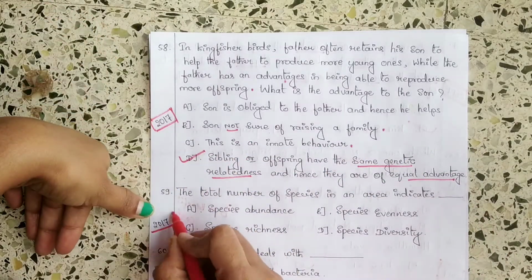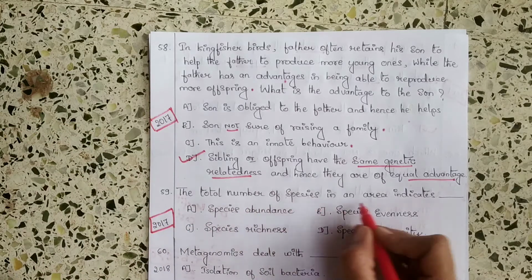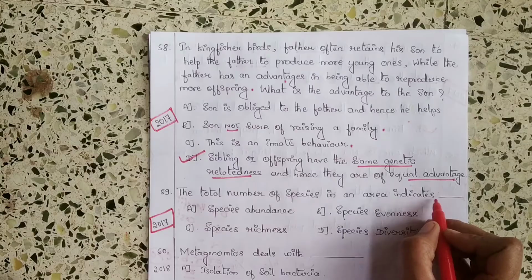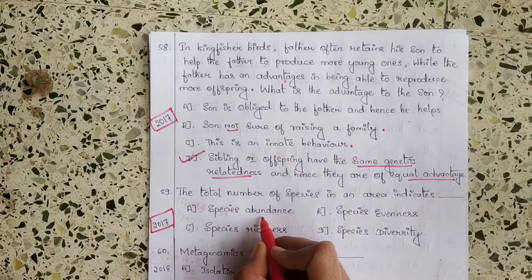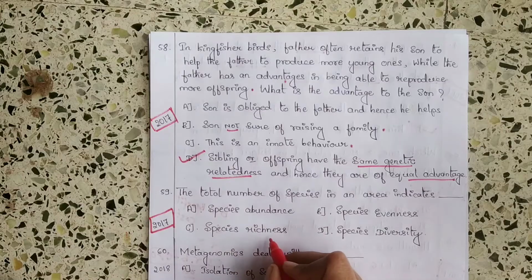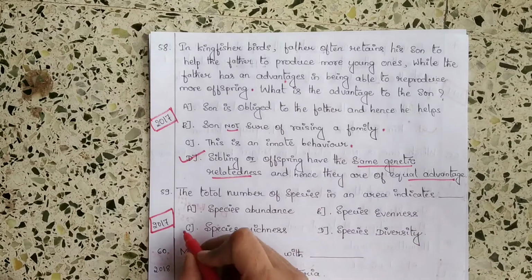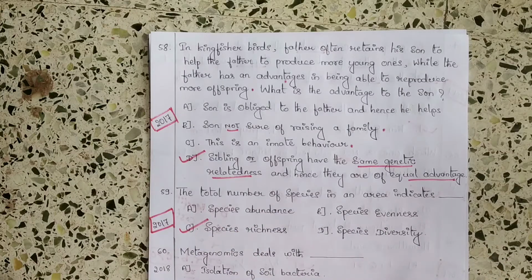Let us move on to the next question, that is the 59th one, which was asked in the year 2017. The total number of species in an area indicates: Option A, species abundance. Option B, species evenness. Option C, species richness. Option D, species diversity. The correct answer for this is option C, that is species richness.